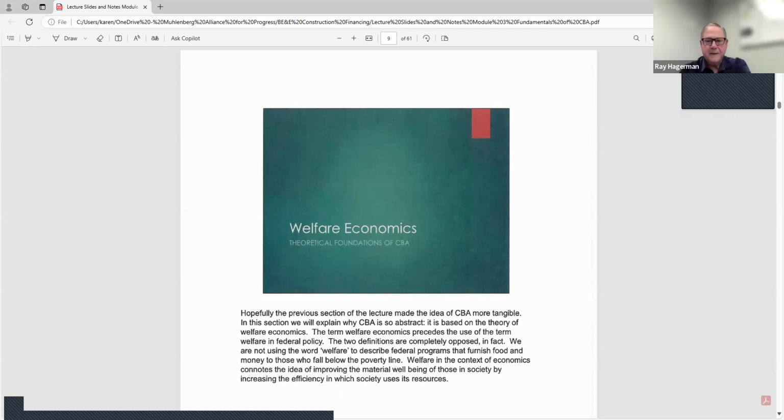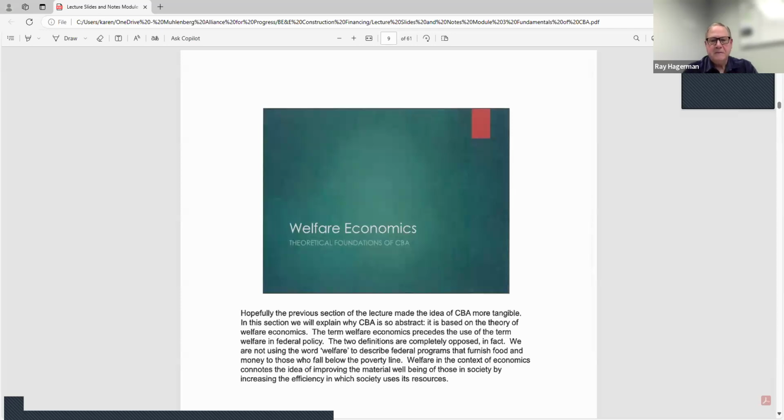I don't even think anybody calls them that anymore. What we're not talking about is welfare, like transfer payments made to people or consumers. We're talking about the notion of welfare as just welfare, meaning the idea of actually improving the material well-being of society by increasing the efficiency with which society uses its resources.